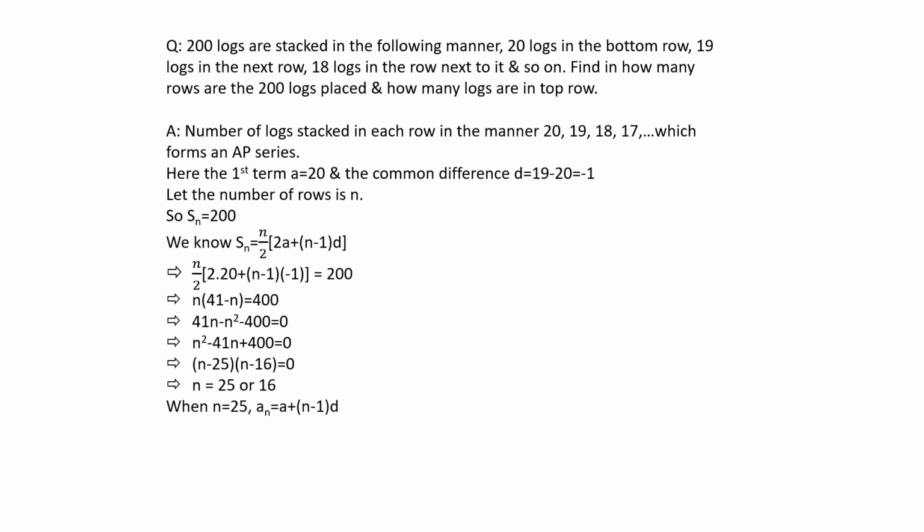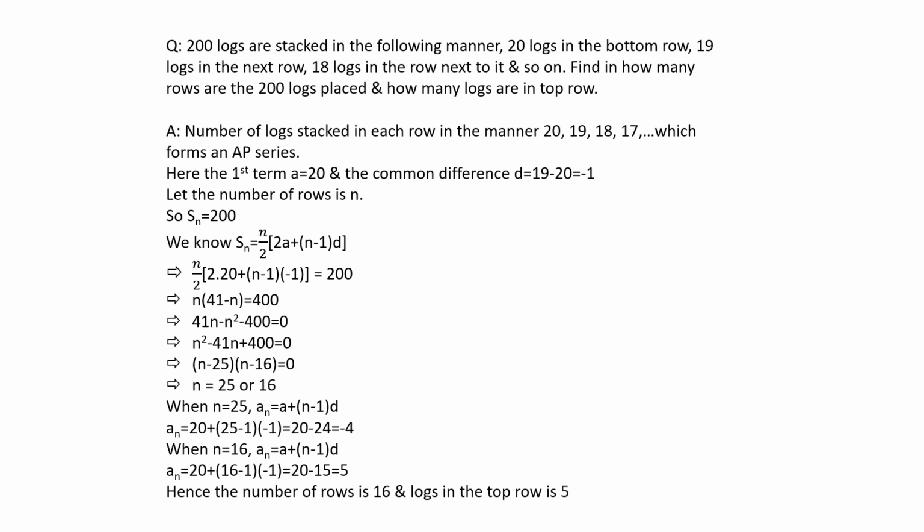When n equals 25, an equals a plus (n minus 1) times d, which is nothing but 20 plus (25 minus 1) times minus 1. It is 20 minus 24, which is minus 4. That means n equals 25 cannot be accepted. Let's see, when n equals 16, we get an equals a plus (n minus 1) times d, which is 20 plus (16 minus 1) times minus 1, which is 20 minus 15, which equals 5. That means the number of rows is 16 and the logs in the top row is 5. That is the answer.